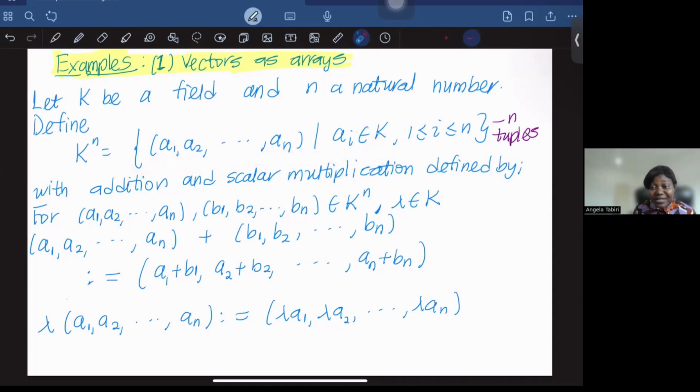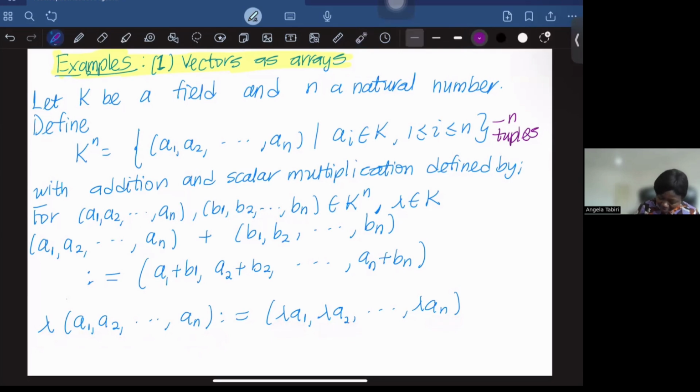Now, to define a vector space, all you need to do is define what the addition and scalar multiplication is. So how do we add two arrays? We add them entry-wise. First entry plus first entry, second entry plus second entry, and the last entry plus the last entry. Now, how do we scale the vectors? A scalar times a vector: we want the scalar to multiply each of the entries here.